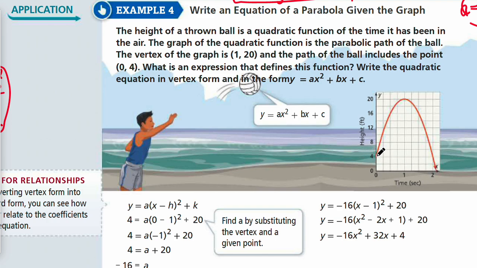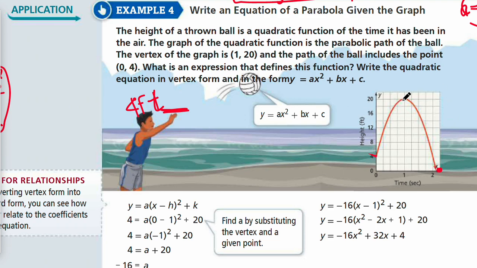So from 0 seconds, we start at height 4. That's probably where he threw, right? This is probably where the ball started. 4 feet. And then after each second, the height of the ball goes up until 20 feet. And then it goes down to the ground eventually. Okay, so that's what it means. That's what our graph means.